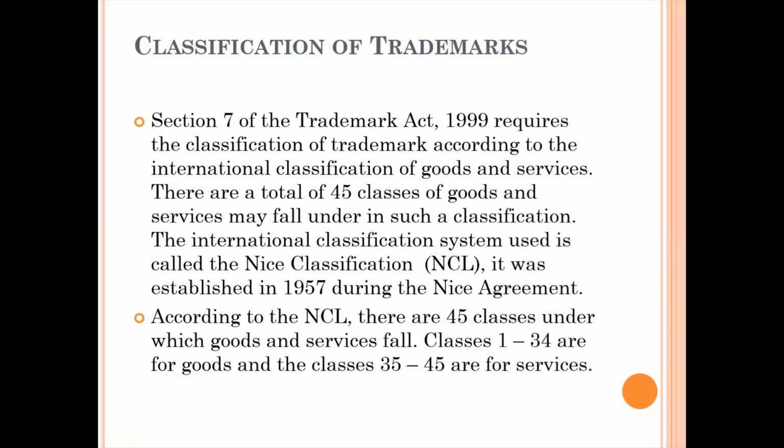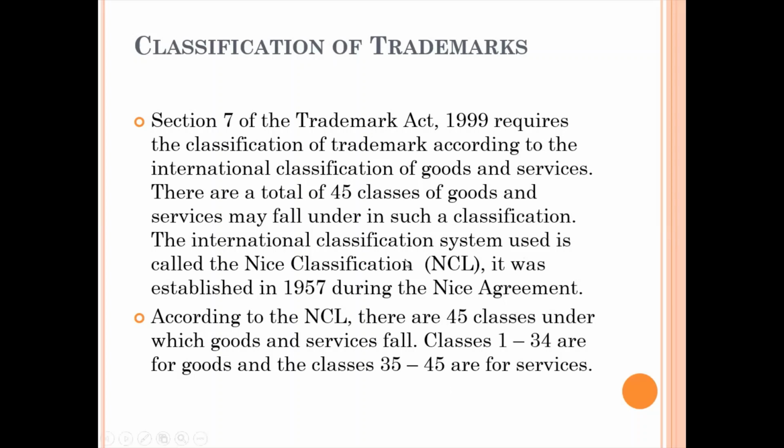Classification of trademark: Section 7 of the Trademark Act requires the classification of trademarks, which means in which category the goods or services fall, so that the trademark will come under that particular class. There are a total of 45 classes of goods and services in which any trademark will fall.